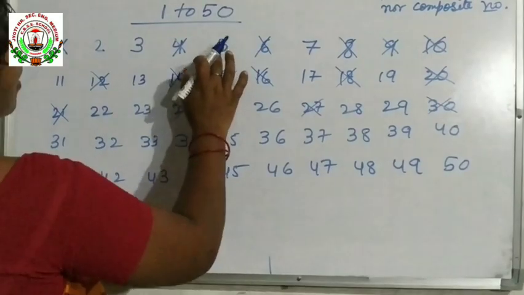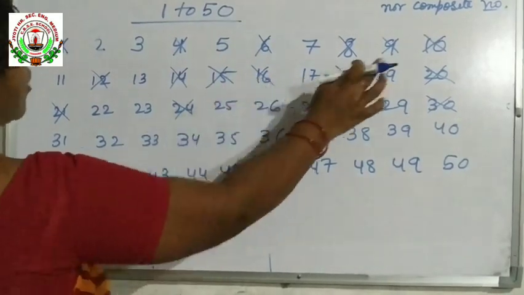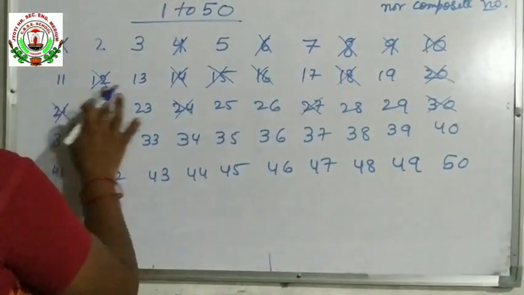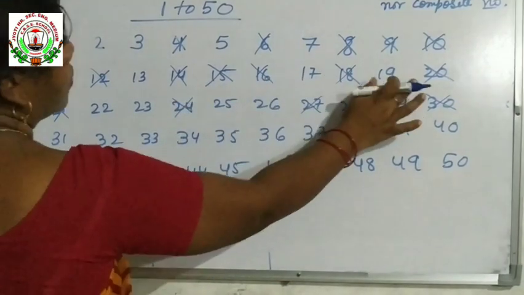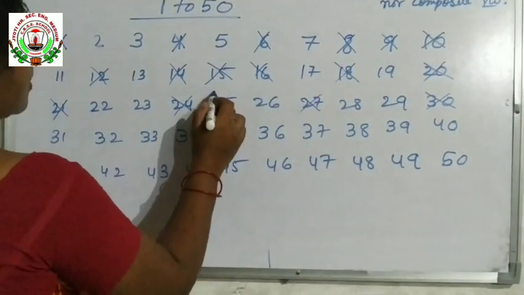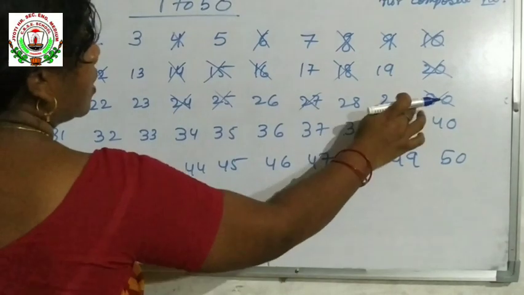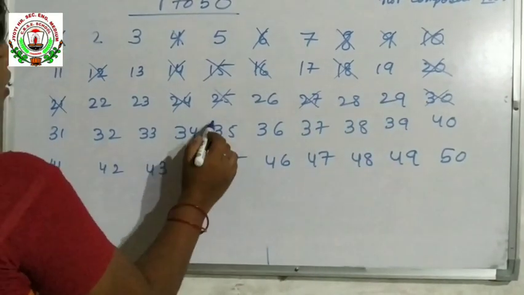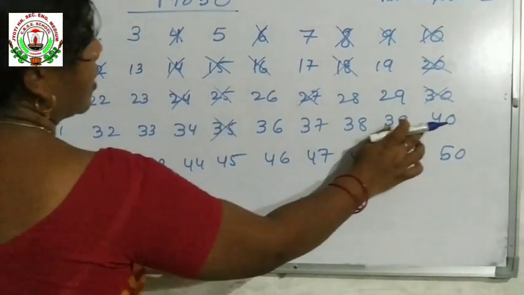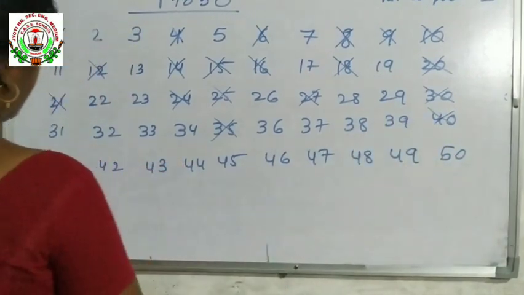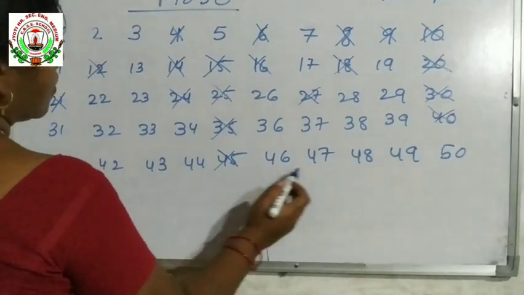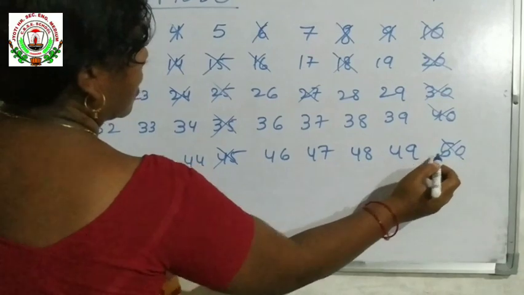Now next we cross out all the multiples of 5 except 5. We leave 5 and see what comes next. 5 1 is 5, 5 2 is 10, it is already crossed. 5 3 is 15, 5 4 is 20, 5 5 is 25, 5 6 is 30, 5 7 is 35, 5 8 is 40, 5 9 is 45, 5 10 is 50.